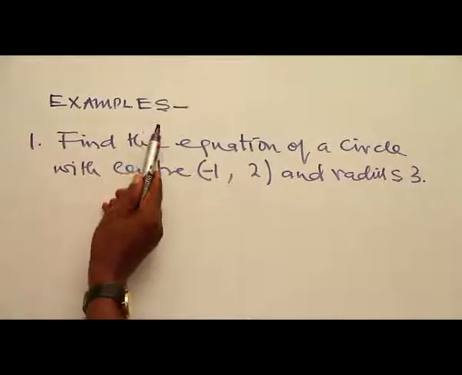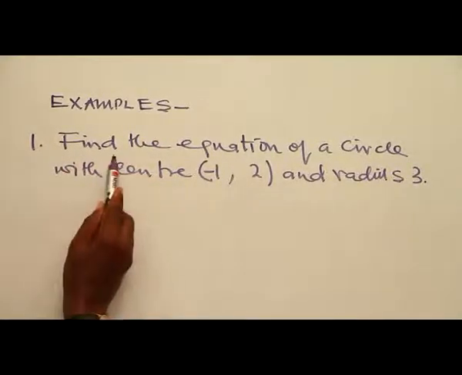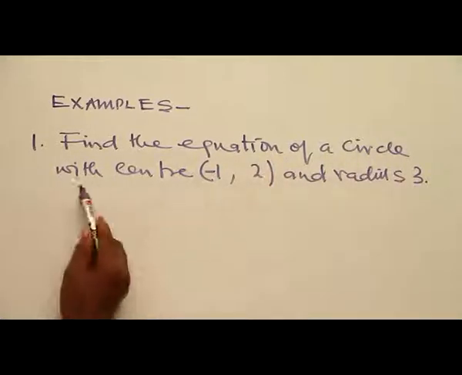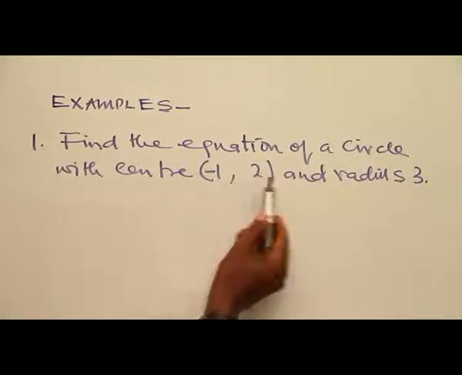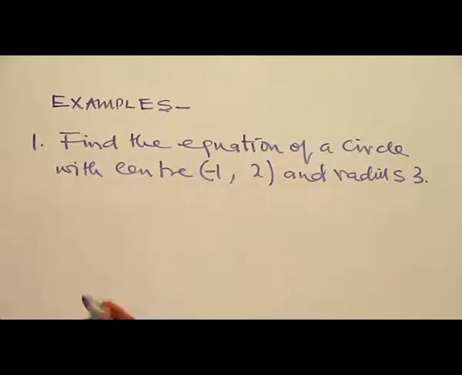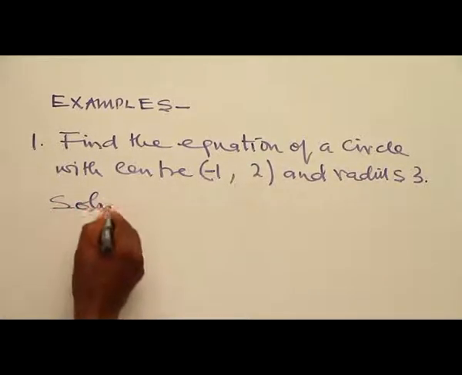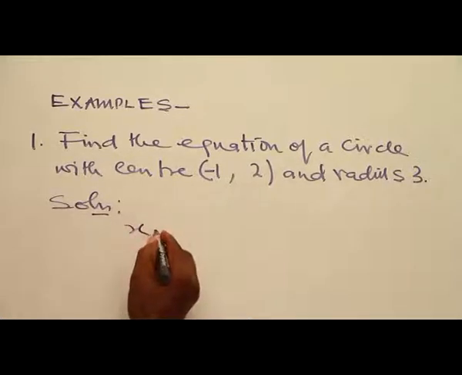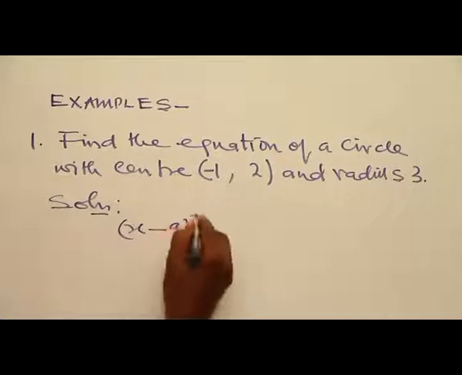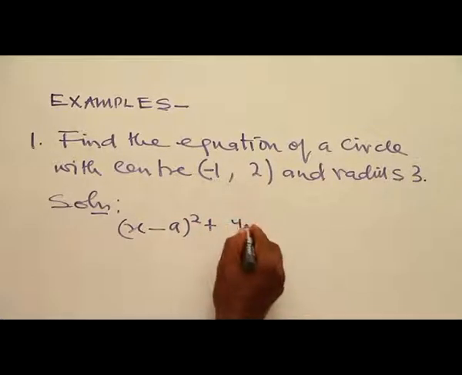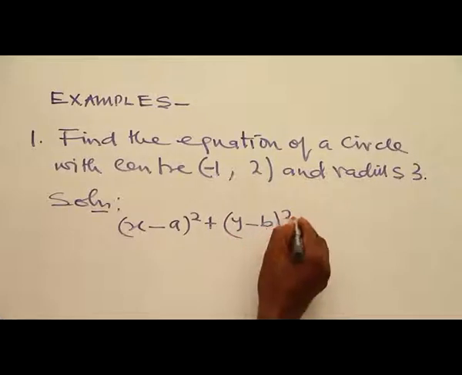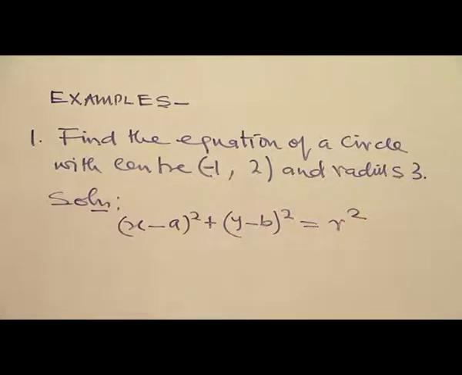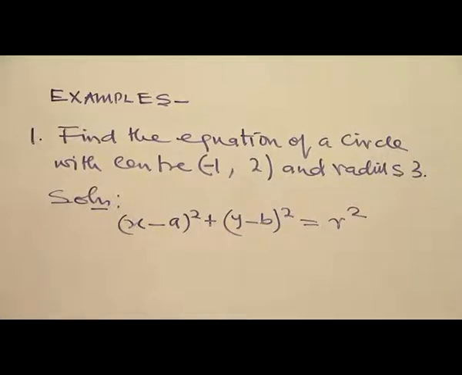We look at examples. Number 1. Find the equation of a circle with center (minus 1, 2) and radius 3. Our solution. You will recall that given the center and the radius, the equation of a circle is (x minus a) all squared plus (y minus b) all squared equals r squared. This is the formula for finding the equation of a circle given the center and the radius.